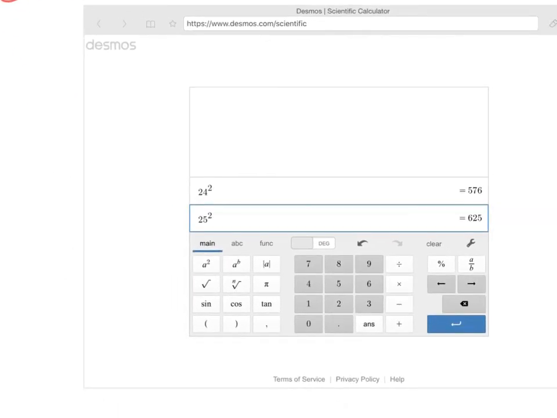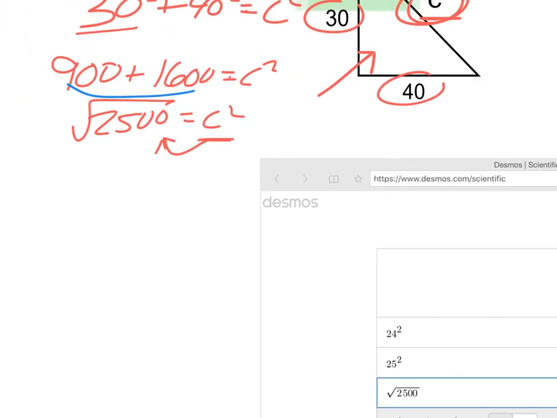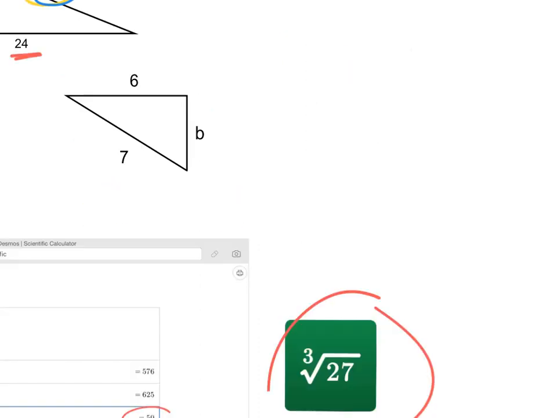So here I'll use the calculator this time so we can just see it done. Go into my calculator. I'm going to make a new line here. I'm going to hit the square root of 2,500. And this gives me, right on the nose, 50. So in this case, C equals 50 for this problem. All right, one more example before I let you try it yourself.